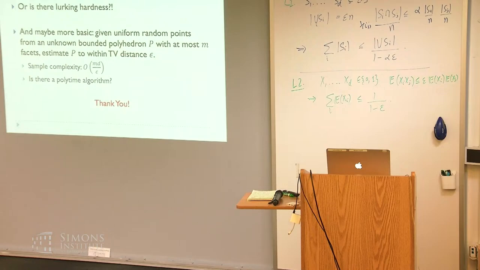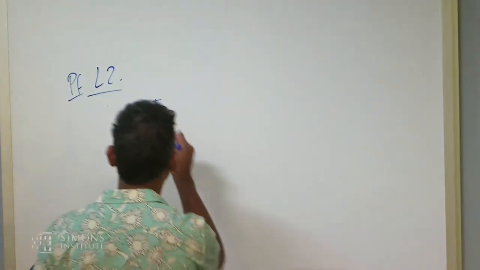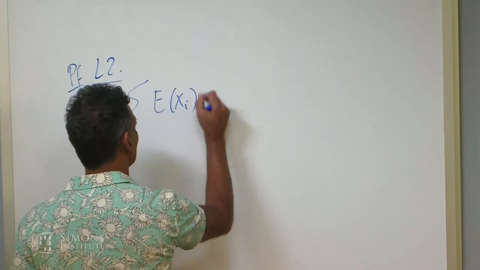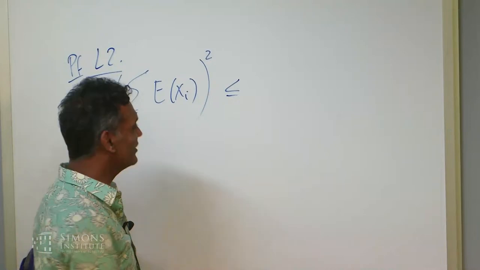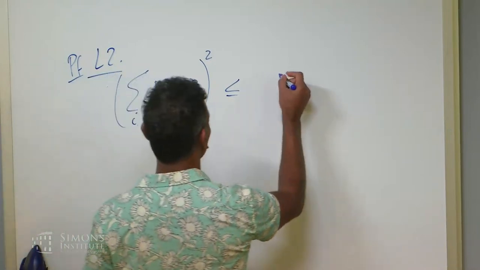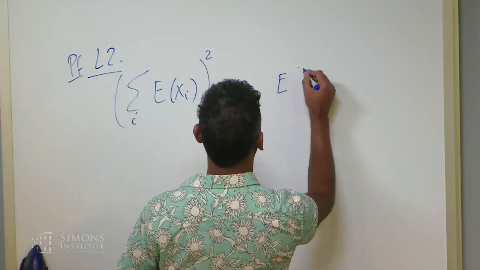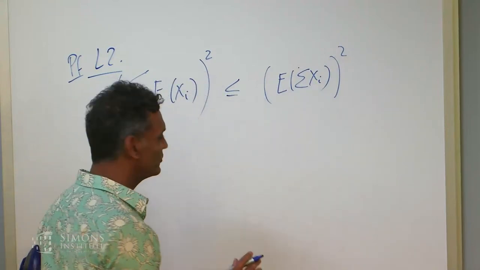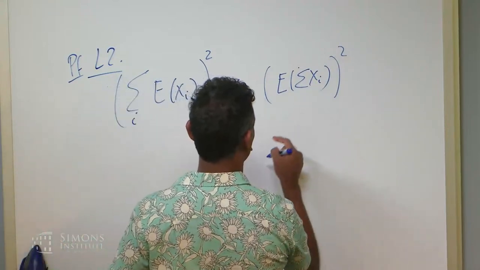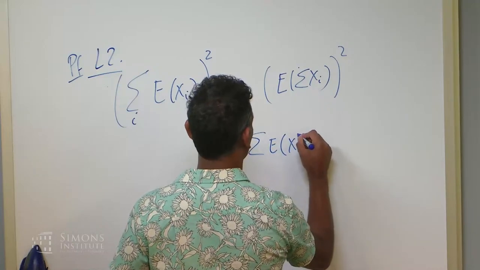So I'll prove, of course, lemma 2 first. And what does that say? We have to look at the left-hand side, which is the sum of the expectations. So we have to square it. And then I use one of this crowd's favorite inequalities, which starts with a J. Which will become the expectation of the sum of xi squared. And now let me expand. I have the summation of expectation of. That's an equality so far.